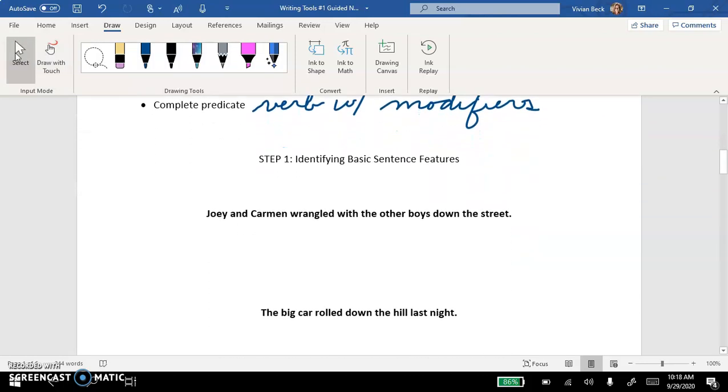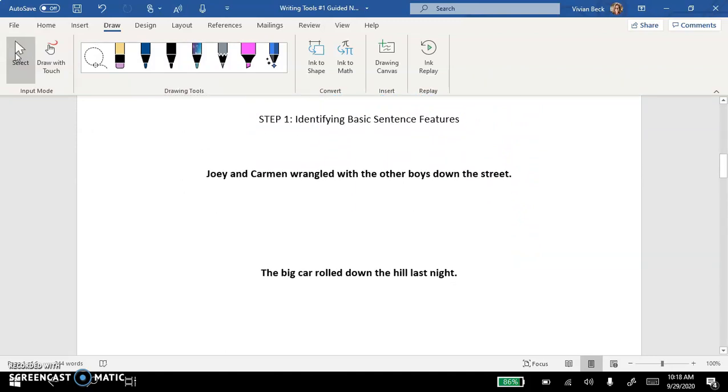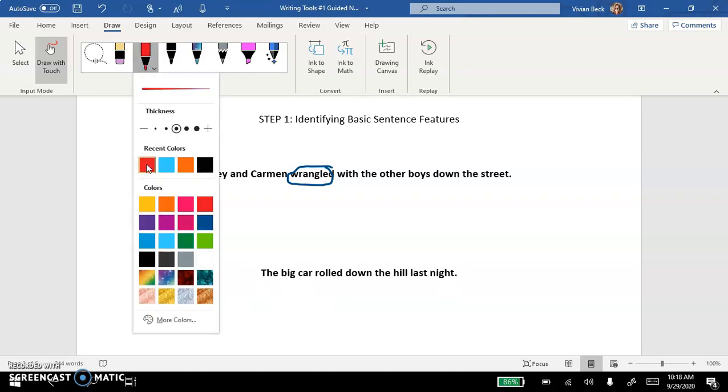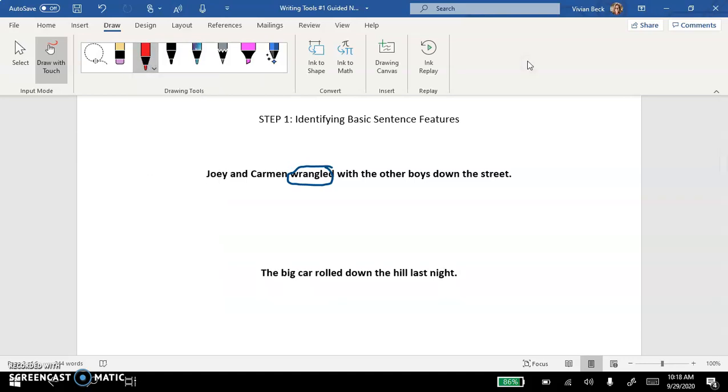Okay? So we need to identify the basic features of a sentence, and there's a process. There are steps that we go through in order to identify all the appropriate parts. The first thing we're going to do is identify the verb. In this sentence, Joey and Carmen wrangled with the other boys down the street. Wrangled is the verb. It's the action. It's what happened in the sentence. Now, this is the really important part. You put a vertical line in front of the verb.